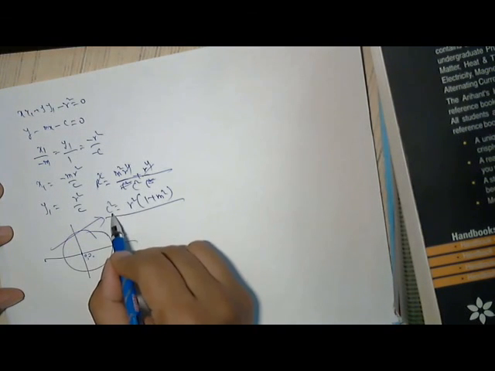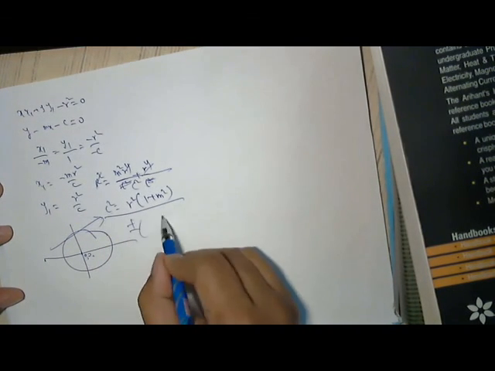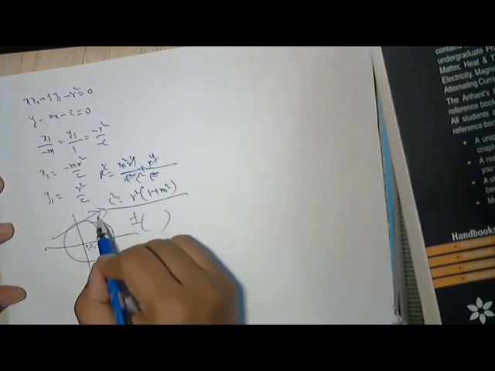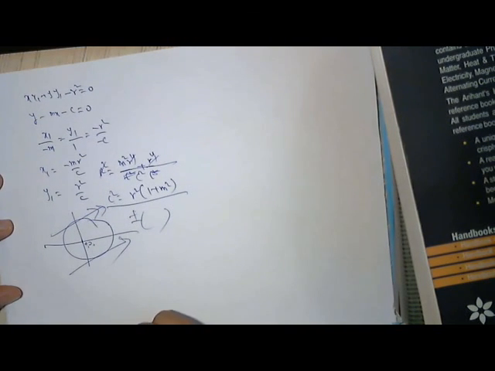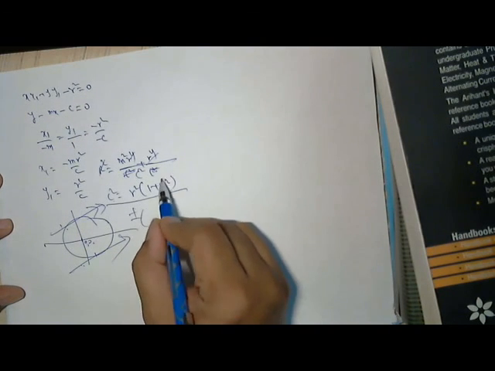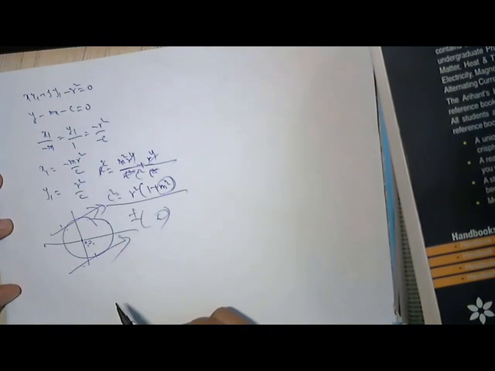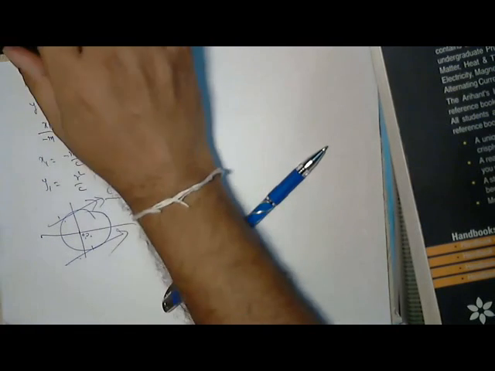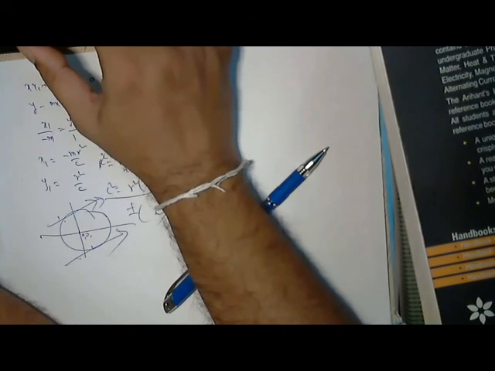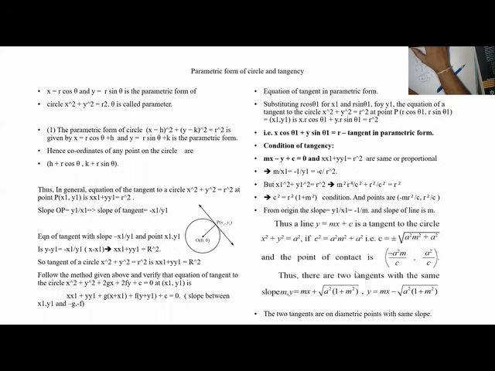And from c square, I will get c two values, plus r and minus r. So this is one c, this is the other c. I get two parallel tangents with the same slope. m is same, m is same. So you understood this? The two tangents are at diametrically opposite points with the same slope.